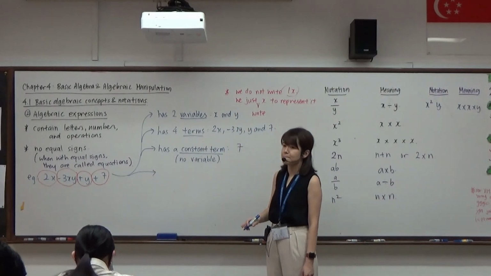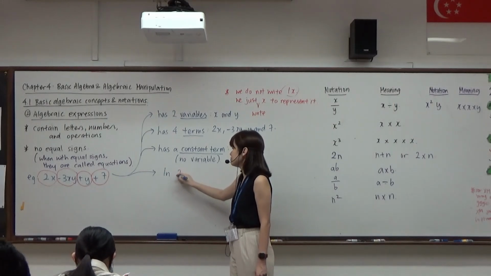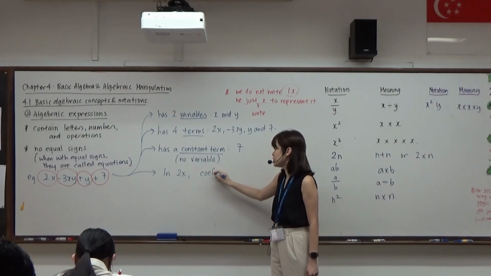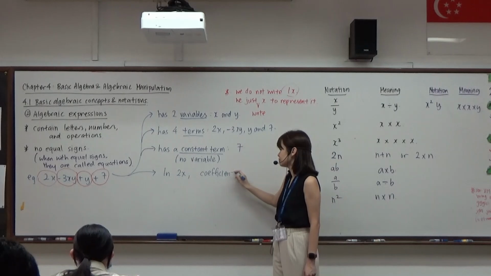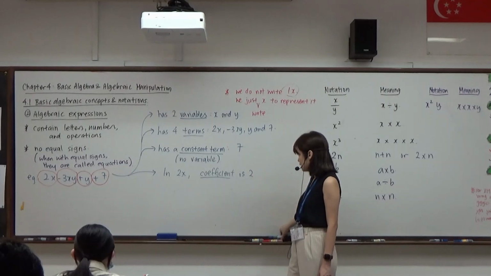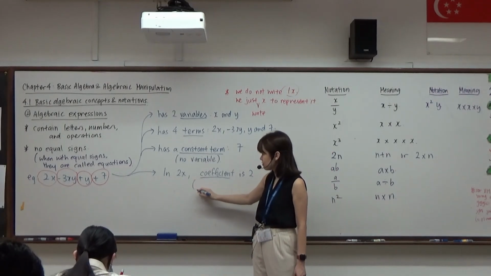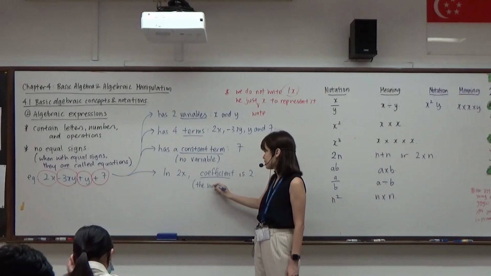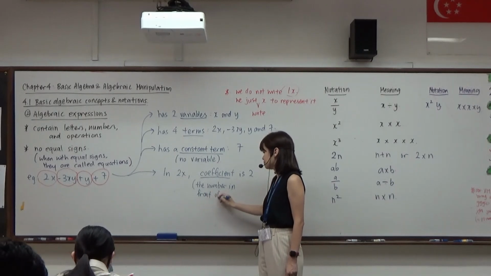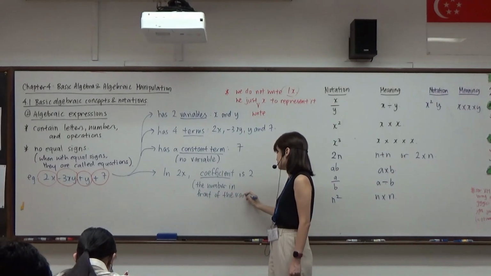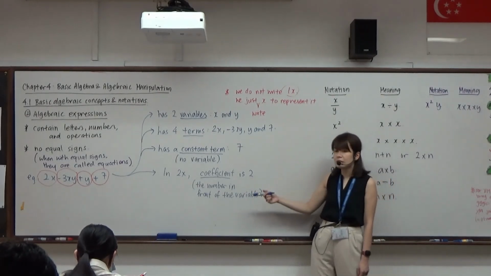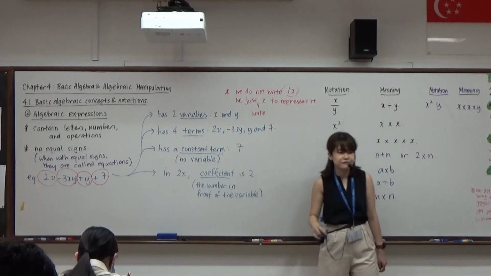And then, in the term 2x, the coefficient, which is another word that I want you to know, is actually 2. So the meaning of coefficient is referring to the number in front of the variable. The number in front of the letter, that is what we call a coefficient.